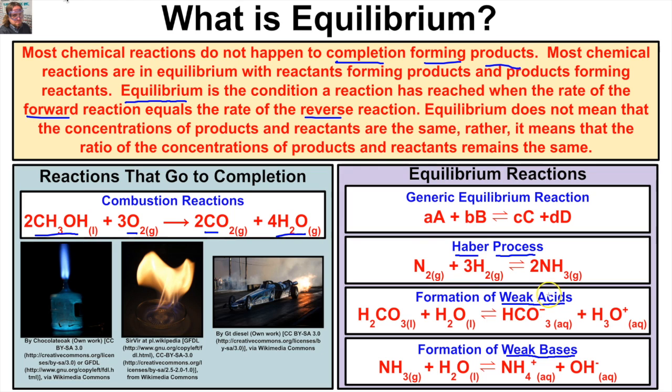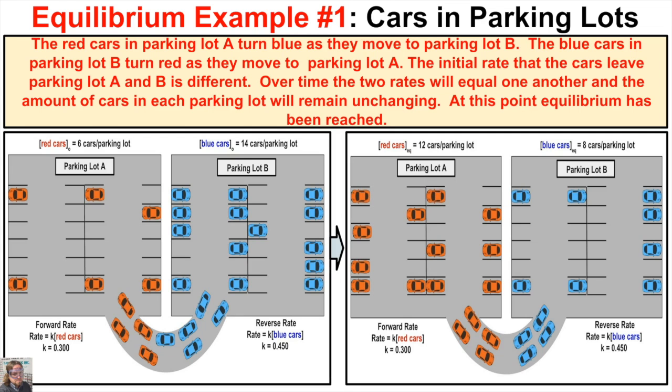So let's take a look now at a visual aid that will help us to understand this concept of equilibrium. And so let's suppose we have two parking lots. We have parking lot A here, and we have parking lot B here. Initially in parking lot A, we have 6 red cars in this parking lot, and we have 14 blue cars in this parking lot initially. Furthermore, what ends up happening is that red cars are going to leave parking lot A, and they are going to turn blue as they enter parking lot B.